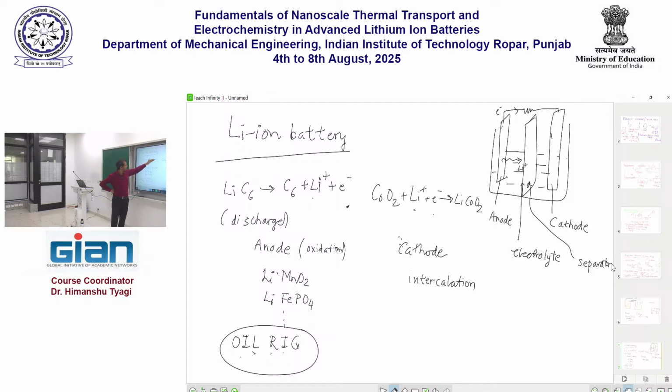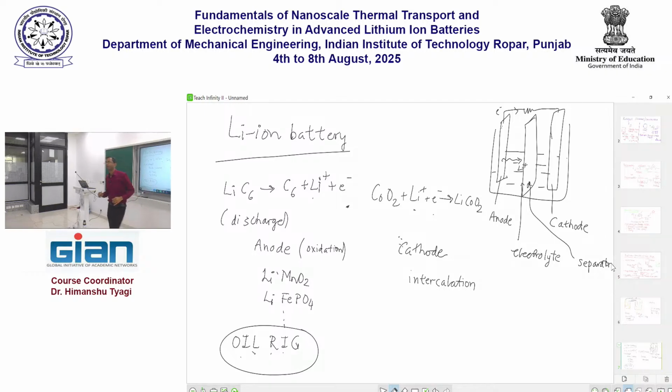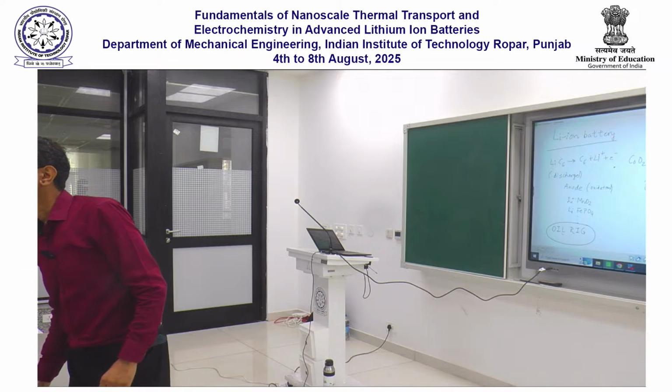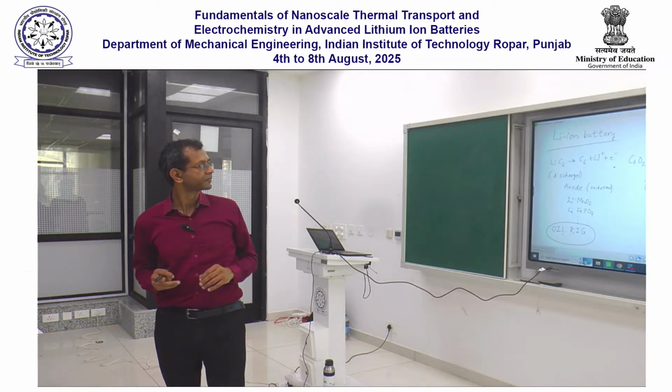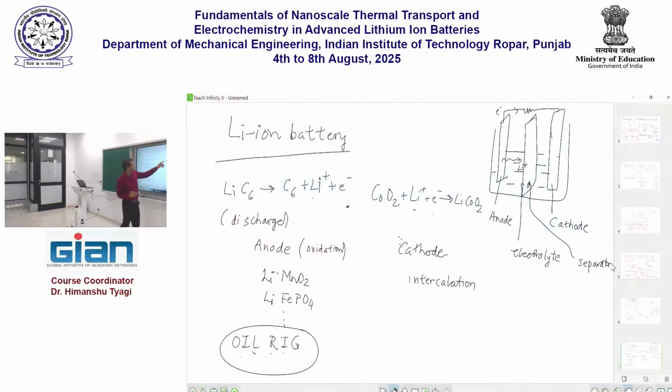The reactions that I have written are for discharge. So during discharge on the anode side, I produce lithium ions and electrons. They both move to the other side and they allow the lithium to intercalate into the lithium cobalt oxide. Intercalation basically means this reaction that produces lithium cobalt oxide. And the opposite reaction will be called de-intercalation.